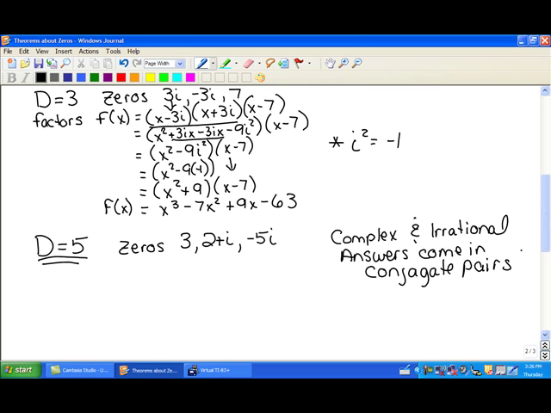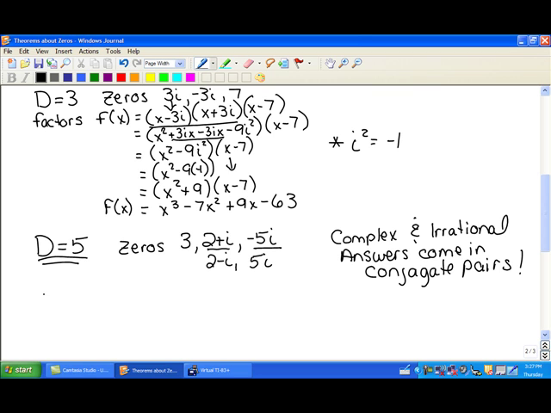Knowing that fact, if we're having two more zeros, since we have the complex number 2 plus i, one of the missing zeros has to be 2 minus i. And since we have negative 5i, its conjugate will be positive 5i.